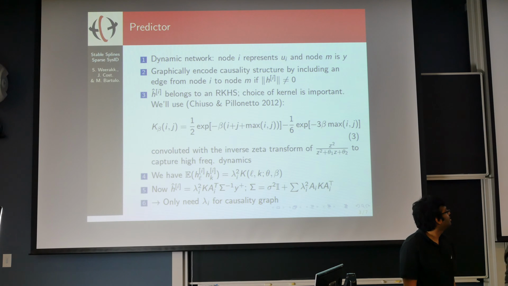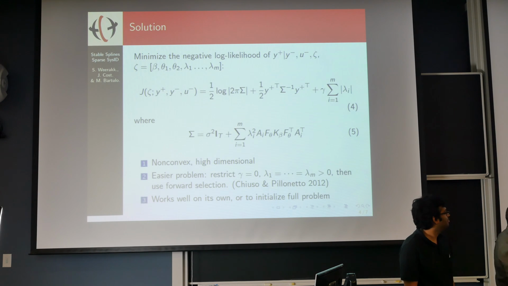So the individual predictors, we're going to say, they have the same covariance kernel, but just scaled by a lambda i. And so now all we need to do is find the lambda i's, and what we can do is find the causality graph. I don't think it's a real graphical model in the sense that we've been doing, but we're going to encode it so that if we need ui to predict y, then there's a link, there's an edge there. So the solution is to minimize this functional, which is the negative log likelihood of a Gaussian.